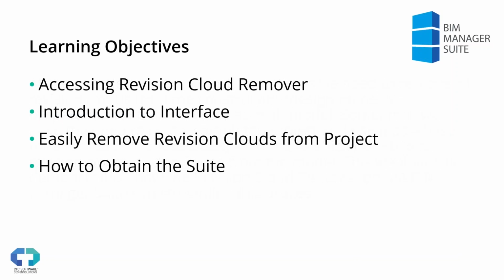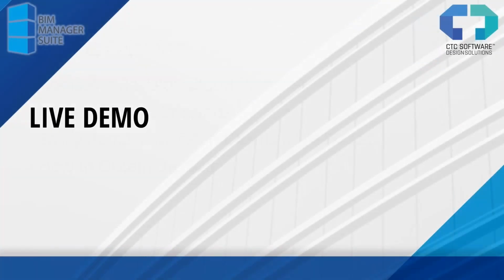So I'm going to show you a couple things today. First of all, where you can access the Revision Cloud Remover on the ribbon, where you're going to find it. We're going to take a look at the interface. We're going to quickly remove some revision clouds from our project. And I'm going to show you how you can get your hands on the suite in case you don't have it installed yet and you want to use this. So I'm going to go into a live demo inside of Revit.